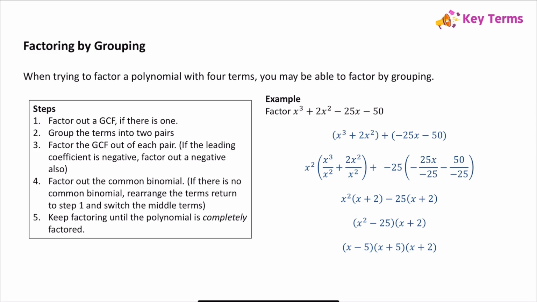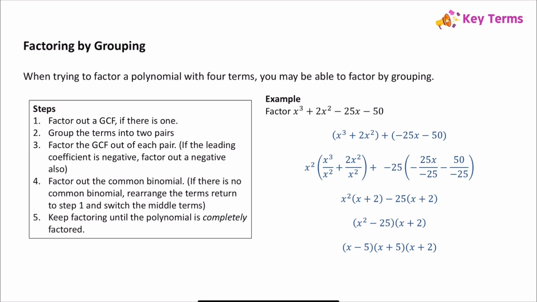Okay, the GCF of both of these terms is 25, but why did I factor out the negative? That's just something we do anytime the first term in this pair is negative. We just go ahead and factor the negative out along with it. So now we're just going to go ahead and simplify everything. So when I simplify this first set, I get x squared times x plus 2. When I simplify the second set, I get minus 25 times x plus 2.